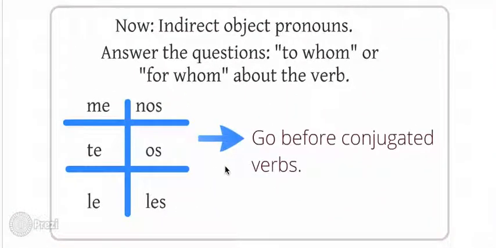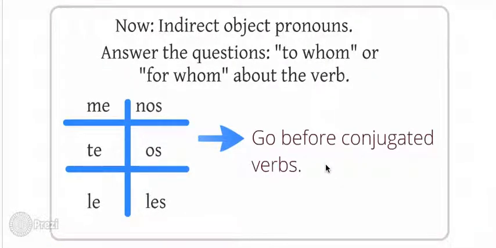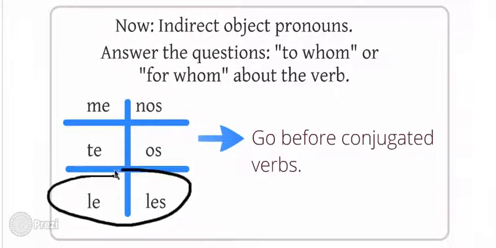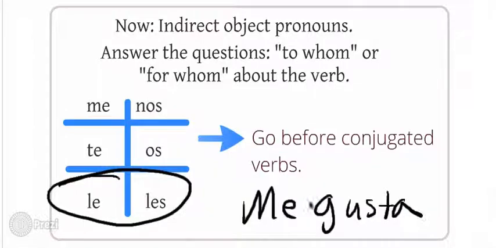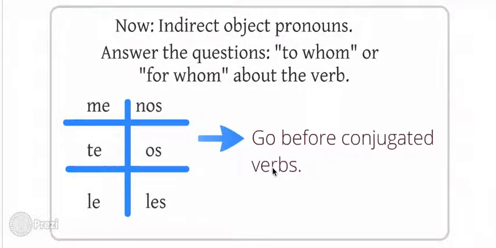All right, indirect object pronouns. You guys did this in semester 1, and the indirect object pronouns are similar to the direct object pronouns with the exception of these two, okay? Me, te, le, nos, os, les. They go before conjugated verbs. For example, me gusta, okay? That's an indirect object pronoun. Notice, before the conjugated verb, same as direct object pronouns.